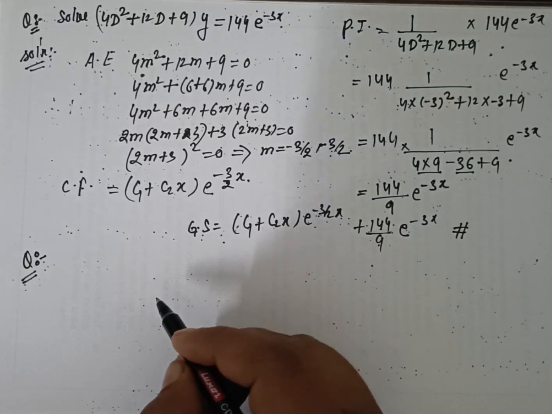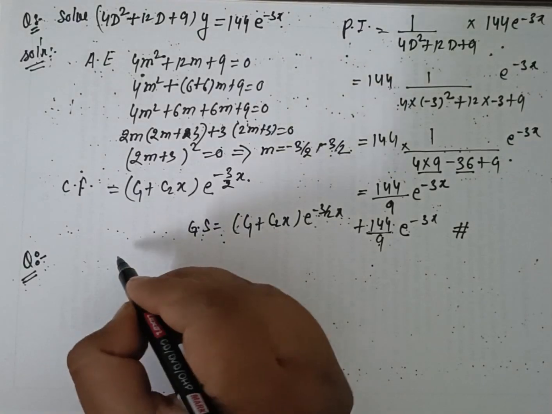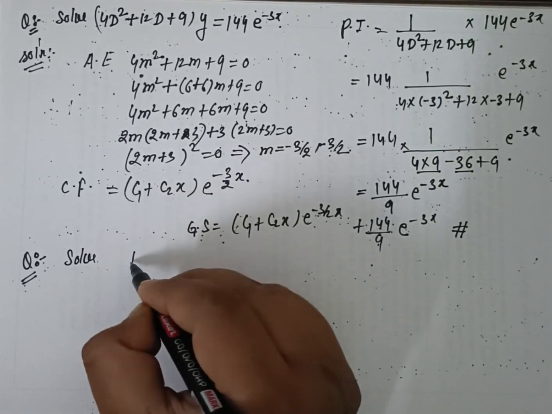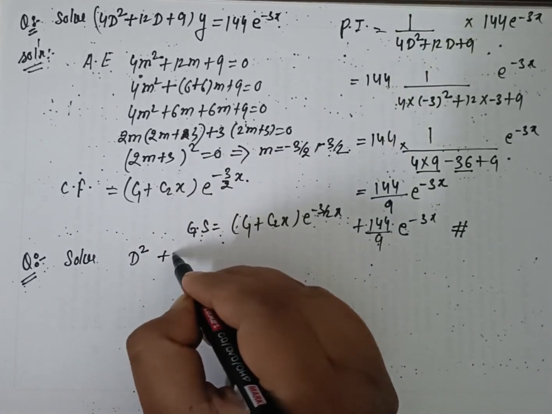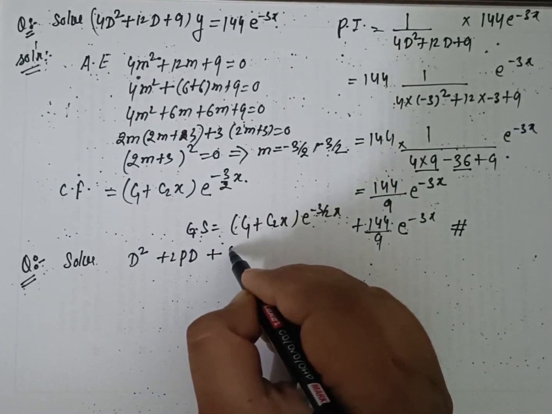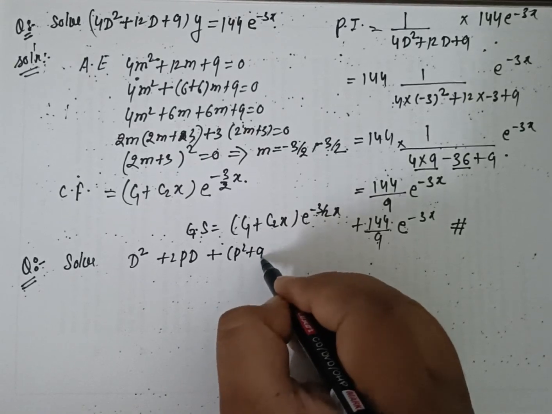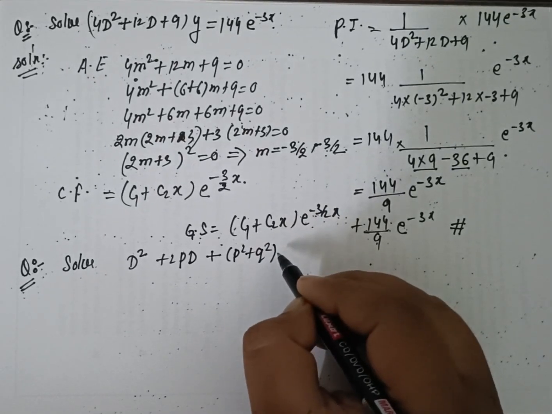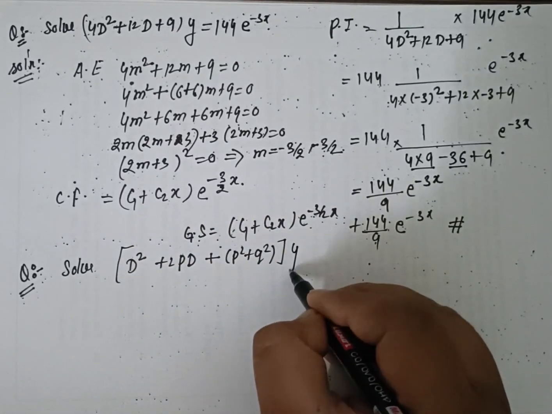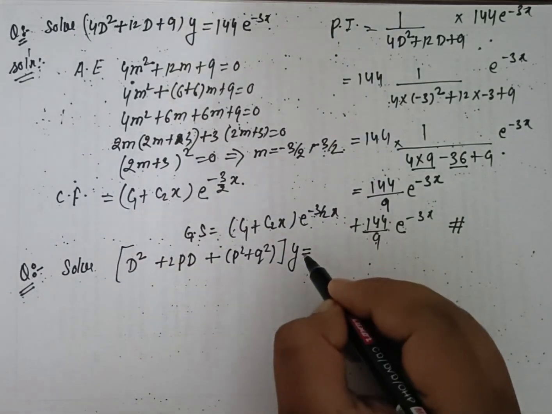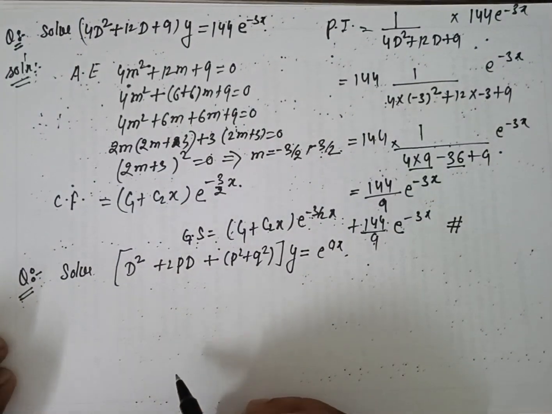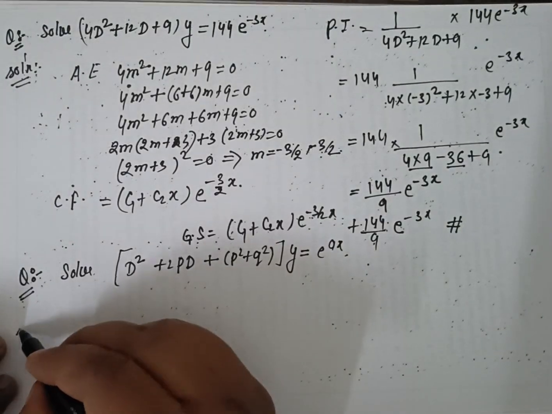We have the question, for example: solve (D² + 2pD + p² + q²)y = e^(ax) e^x. We need to solve this question. Okay, and now the solution.